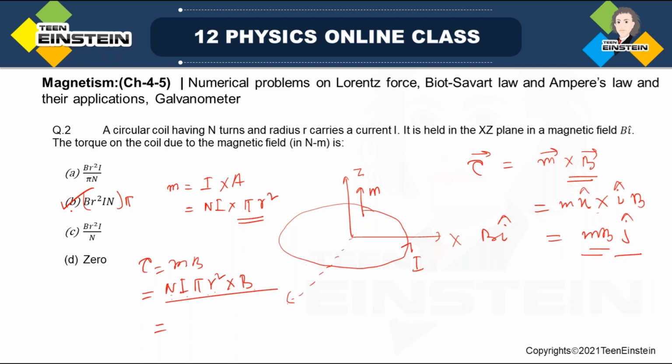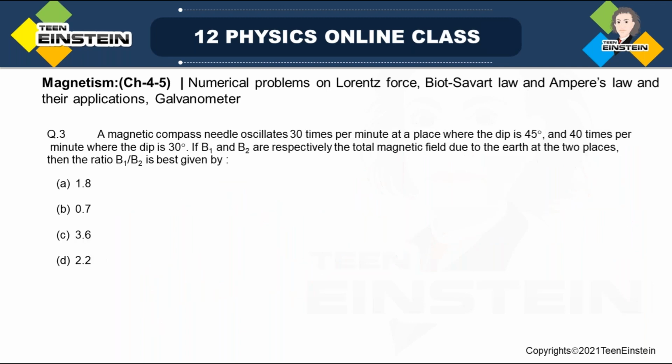So here actually the problem was nothing. The only thing you need to know is M cross B. That means what is the magnetic moment, what is B. B is already given in the x direction, and M is I into A, current into A, the area of the loop, and I is the current. Okay. All right. So we'll move on to the next problem.